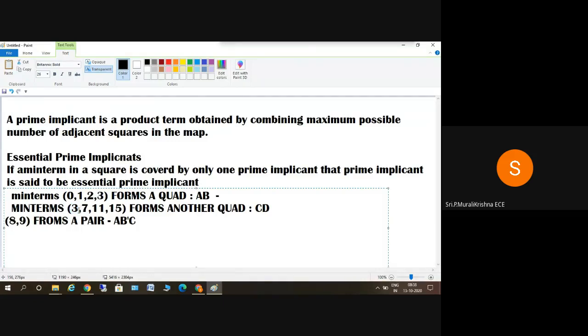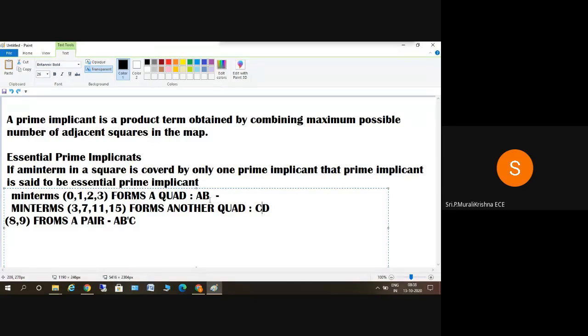So this is what I mean to say here: 0, 1, 2. So we will take that with the example. Right now I can't explain it like that here. So this is the prime implicant here. If a min term in a square is covered by only one prime implicant, then that prime implicant is said to be an essential prime implicant here.